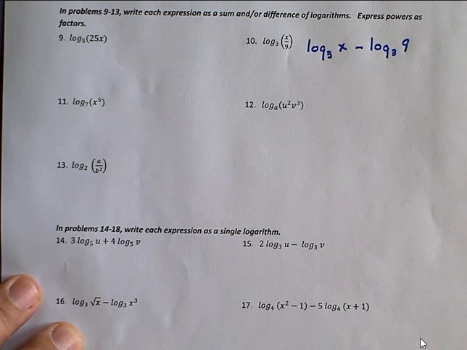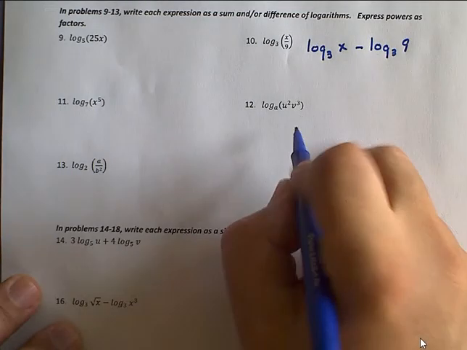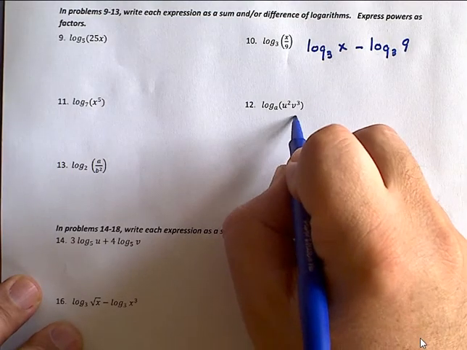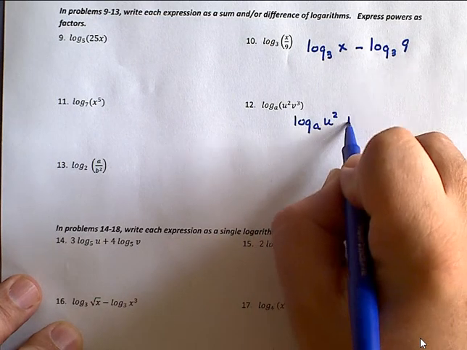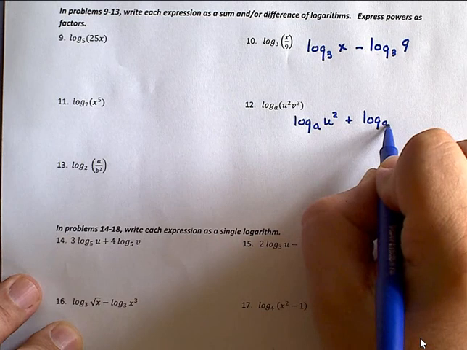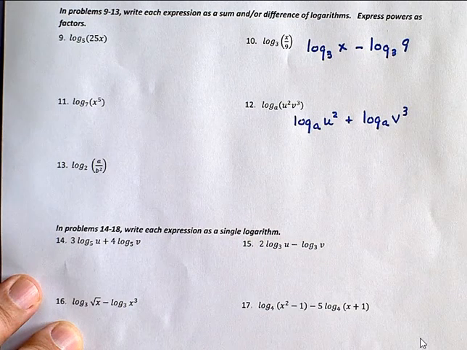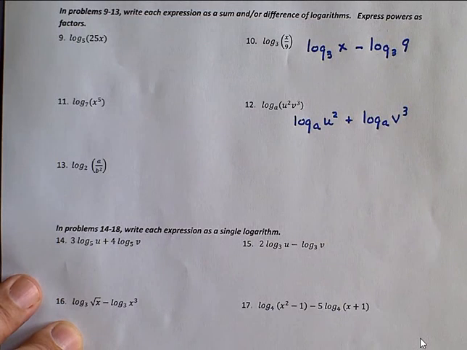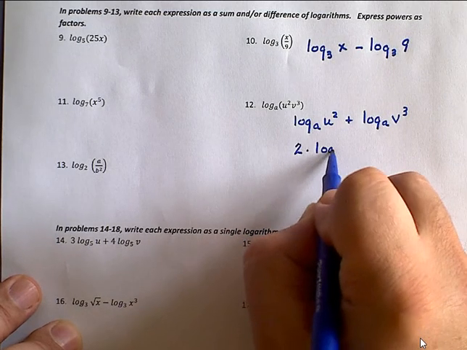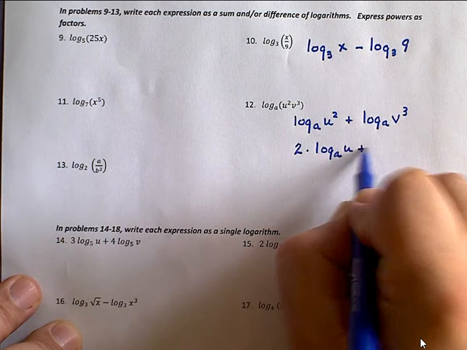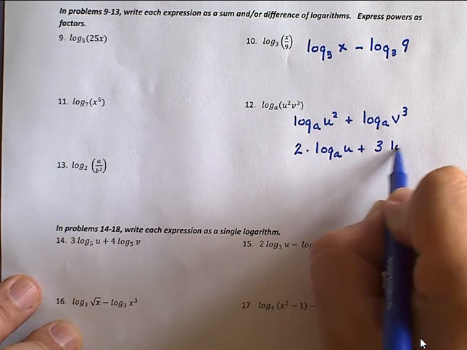So I'm going to do the addition part first. I'll do this in 2 steps here. So log base A of u squared plus log base A of v cubed. Okay, that's the first step, is to break up the product. Second step is to pull the exponents off. The powers, it says take the powers, write them as factors. That means bring them out in front. So that's 2 times log base A of u plus 3 times log base A of v.